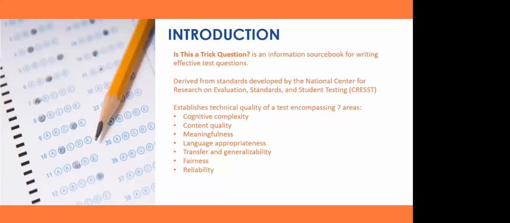All right, so the content from this webinar series comes from Is This a Trick Question? It's an information source book for writing effective test questions, derived from the standards developed by the National Center for Research on Evaluation, Standards and Student Testing, CRESST for short. They did this research and established 7 areas of technical quality, including cognitive complexity, content quality, meaningfulness, language appropriateness, transfer and generalizability.